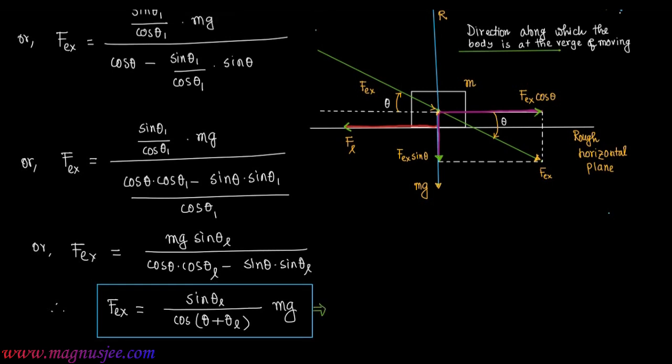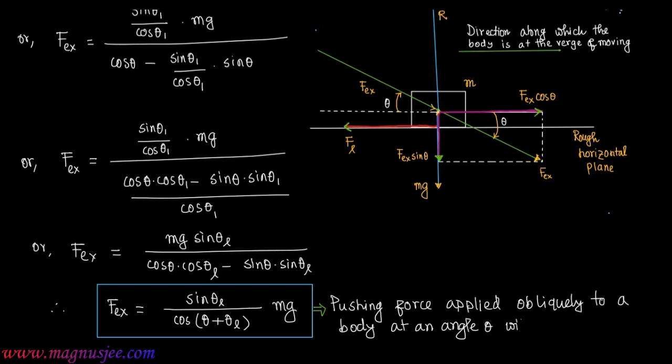That is the expression of the pushing force applied on a body obliquely at an angle theta with the horizontal direction to move the body in the rough horizontal plane. Fex is equal to sin theta L divided by cos (theta plus theta L) into mg, which is the pushing force applied obliquely to a body at an angle theta with the horizontal rough surface, to move the body over the rough horizontal surface, or horizontal plane.